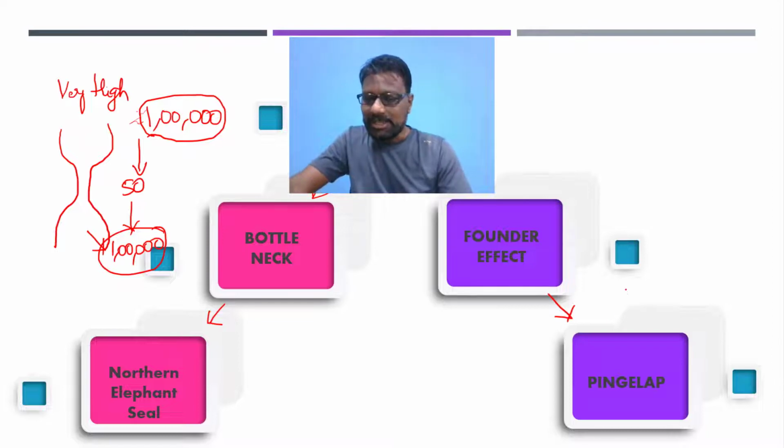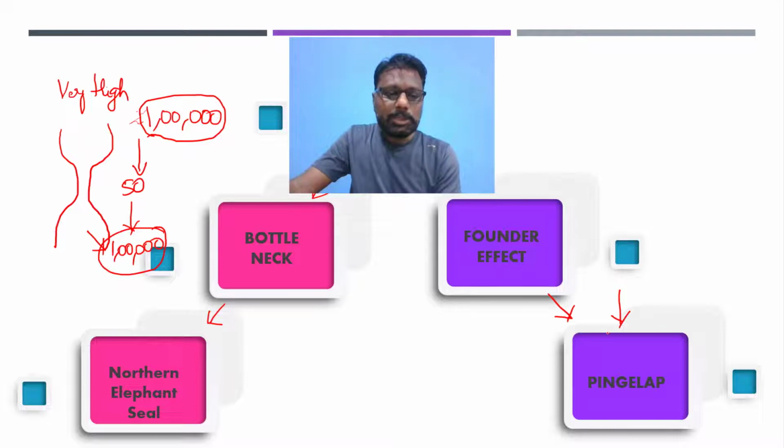Similarly, we will also take an example of the founder effect which we have noticed in the human phenotypes on the island called Pingelap. So these are the two real life examples which explain the bottleneck effect as well as the founder effect.